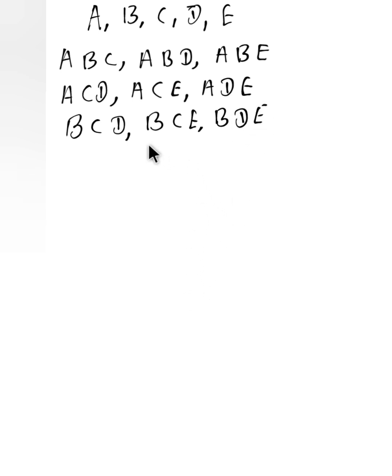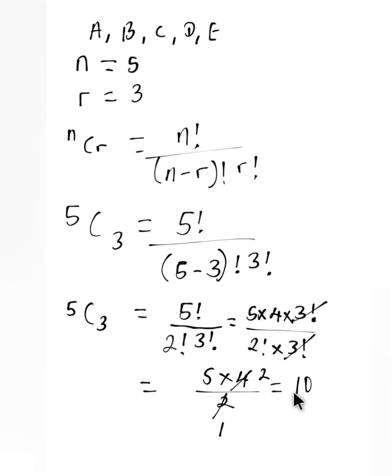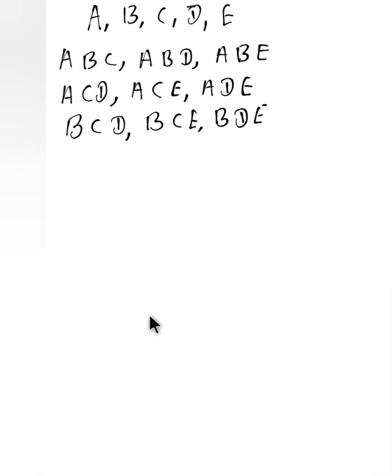And so far we have 9 committees, and we have not repeated any of them. But from our calculation, we're supposed to have 10. So we have 1 to go. And the last one will be C, D, and E. So these are the 10 committees. These are the 10 ways we can arrange them without repeating any specific committee. Since we already have A, B, C, then B, A, C is not allowed. Why? Because A, B, C is already here.